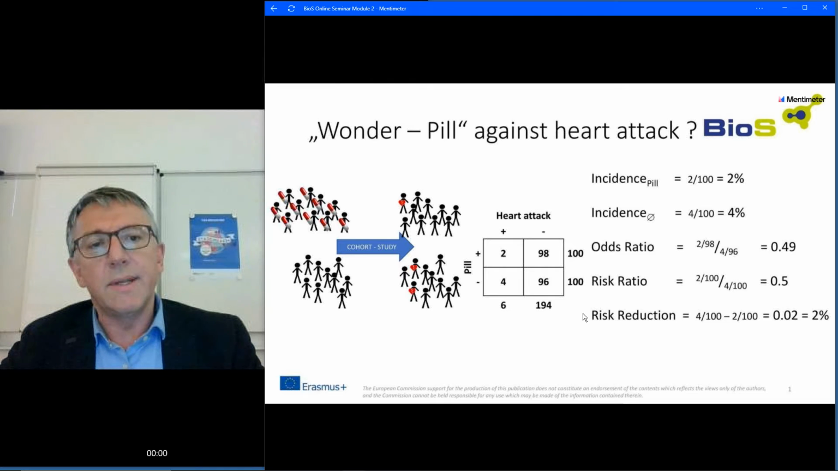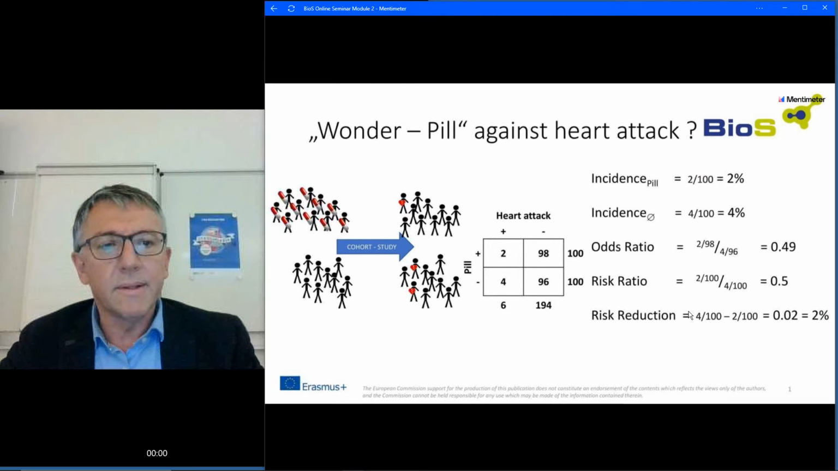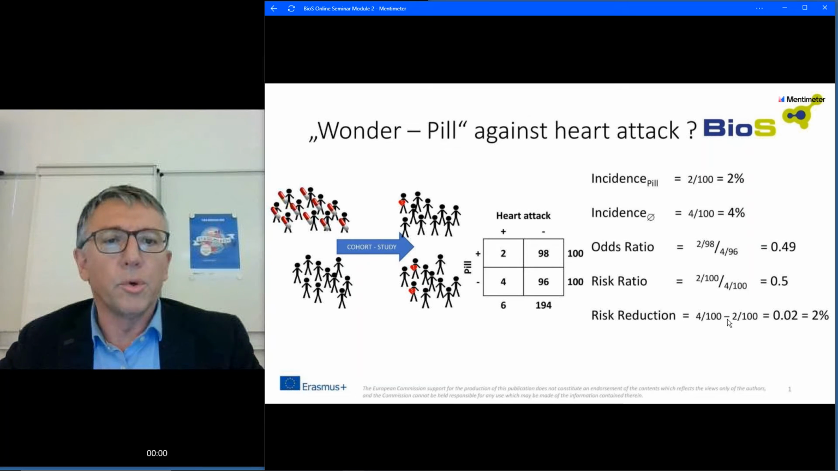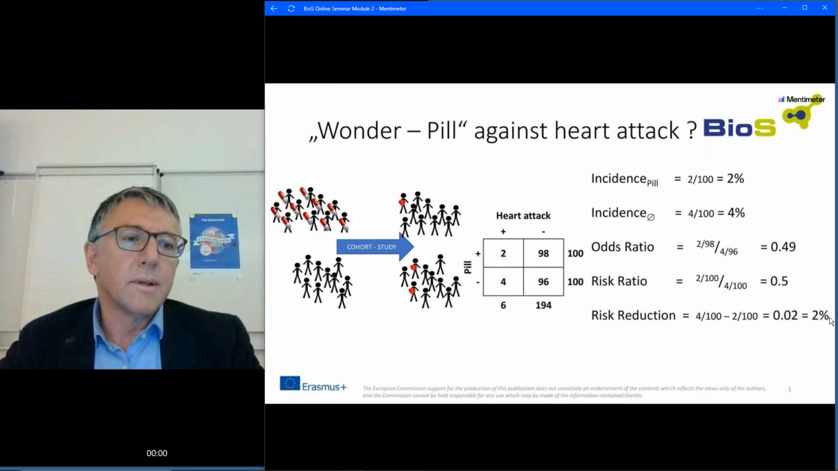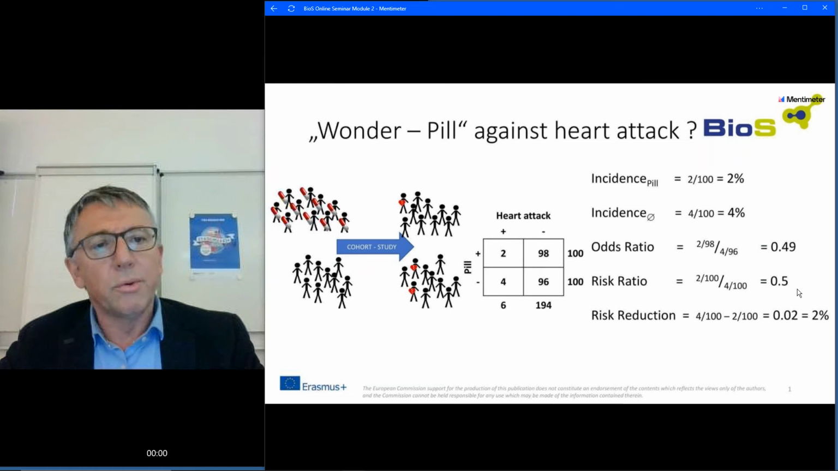You can also calculate the absolute risk reduction. This is a different number. This is the difference between the risk of developing a heart attack in those not taking the pill minus the risk of developing a heart attack for those who are taking the pill. So the difference is 2%. So the risk ratio reduction is 50%. The absolute risk reduction is 2%.